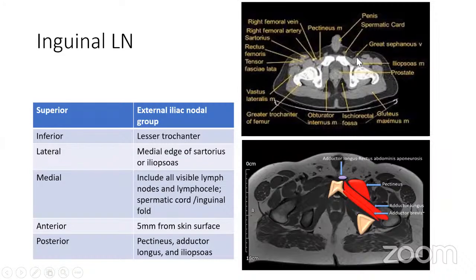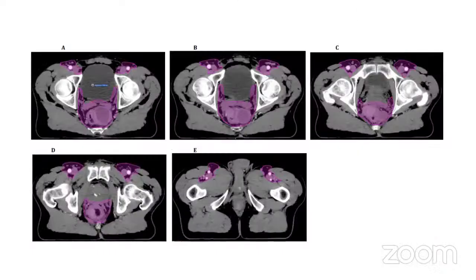So we go posteriorly up to this level, and then laterally we go till the sartorius and then the iliopsoas level, and anteriorly we go at least 5 mm below the skin surface, and then medially we go up to this medial edge of the pectineus muscle or the spermatic cord in males, or if you can see the inguinal fold, you can stop at the inguinal fold. And this forms the boundaries for the inguinal lymph nodes. So here you can see the contourings. This is the inguinal lymph node compartment, which is contoured. And you go inferiorly till the level where you see the lesser trochanter.